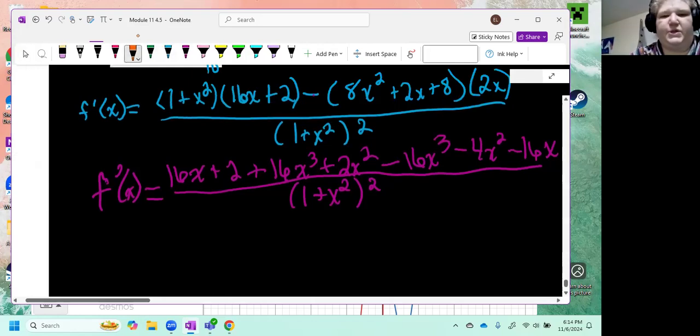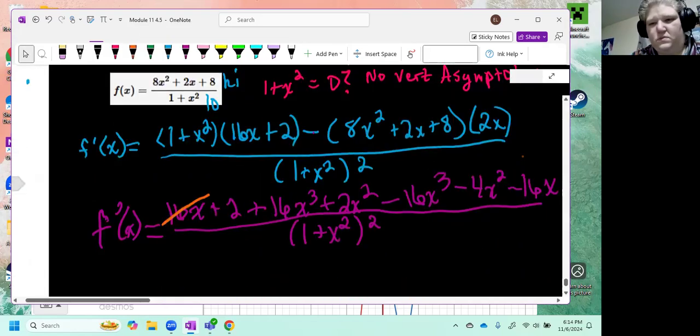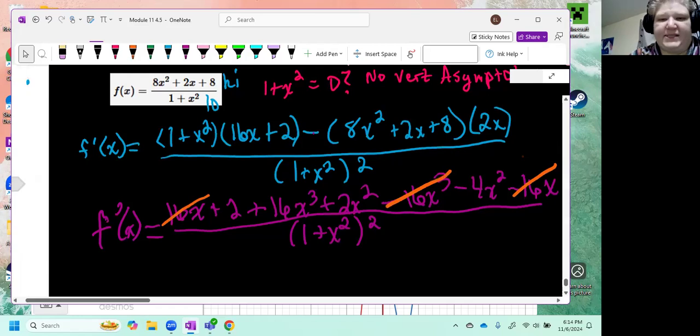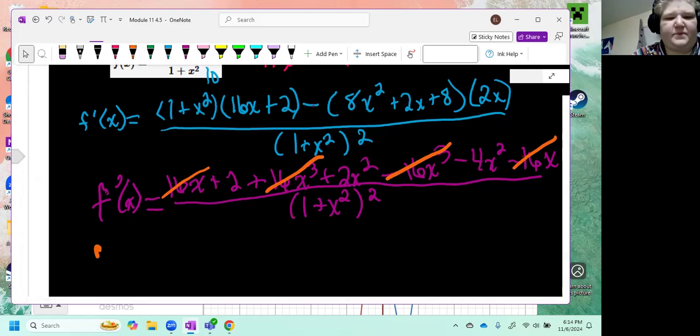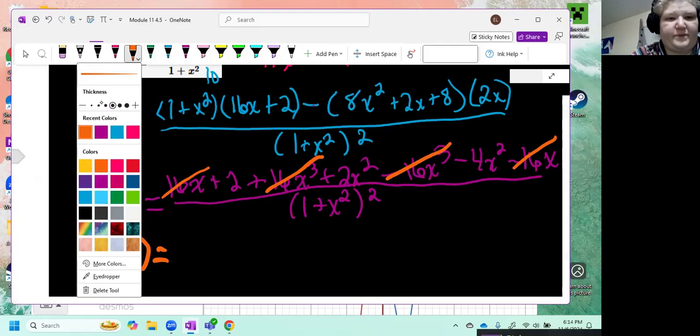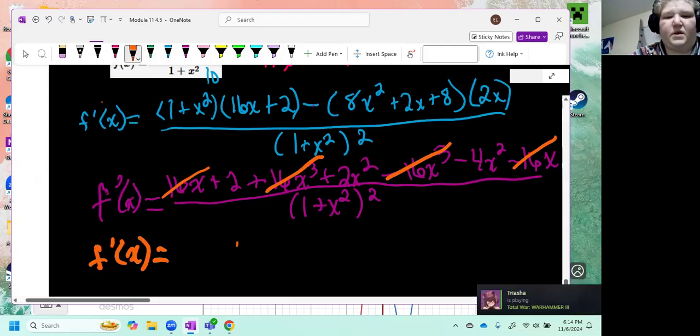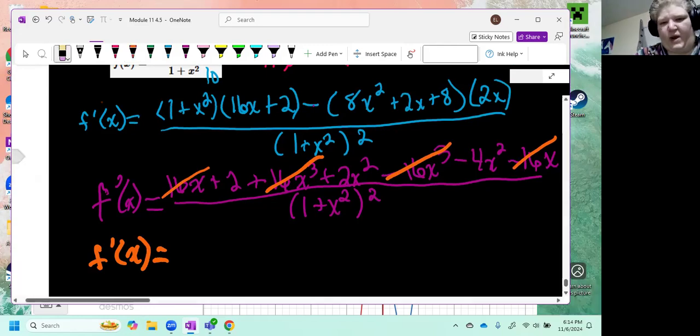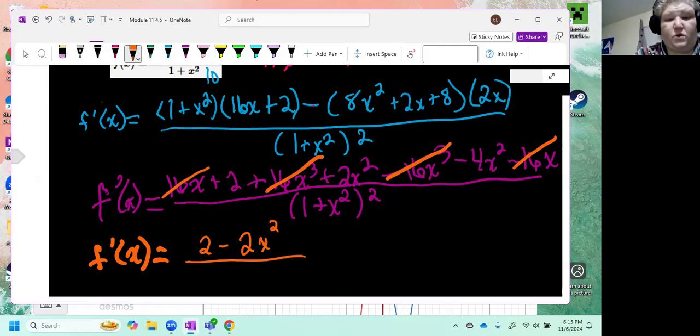All right, so just going to use my orange here. 16x minus 16x cubed with positive 16x cubed. All right. So I got 2x squared minus 4x squared. So I'm going to go ahead and write that 2 first. So it is 2 minus 2x squared over 1 plus x squared, squared.